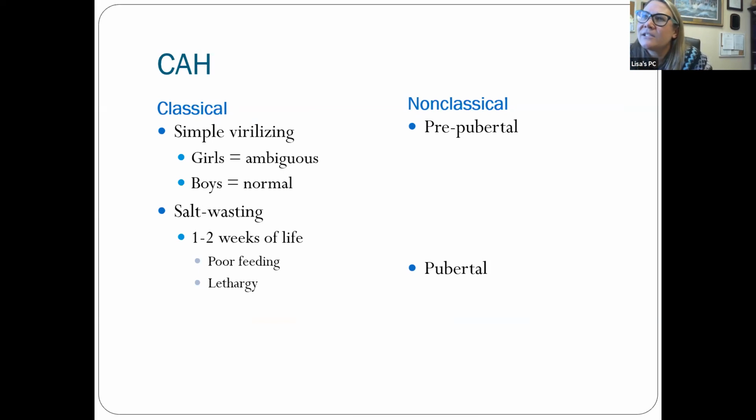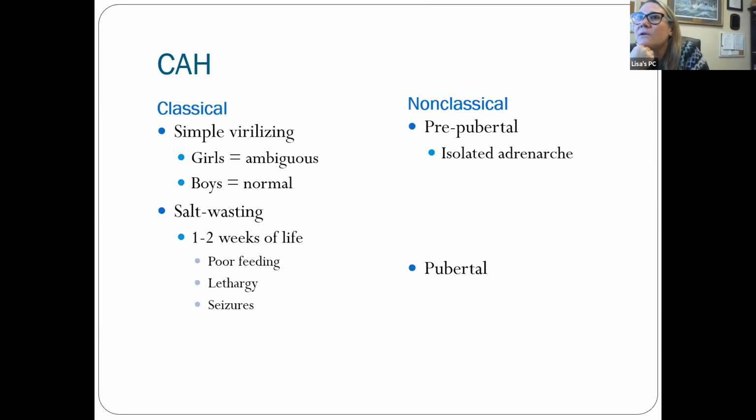So CAH can be a little bit more dangerous with boys because we don't know they have CAH until they salt waste, and they come in for that reason. Whereas girls, we usually pick it up early because of genital ambiguity. So around 1 to 2 weeks with a salt waster, they often would present with poor feeding and lethargy, seizures, of course, with hyponatremia, that kind of stuff, if it's not treated before then.